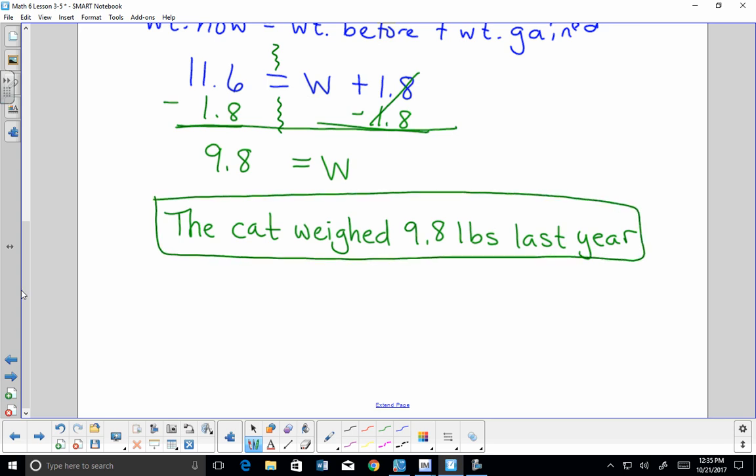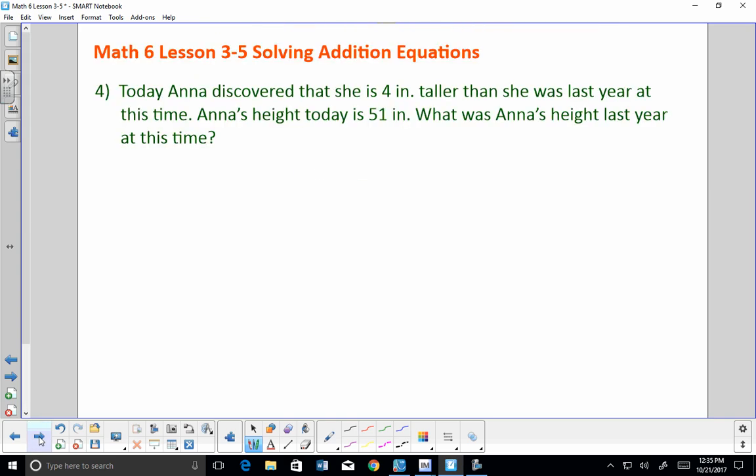Let's look at another word problem. Today, Anna discovered that she is 4 inches taller than she was last year at this time. Anna's height today is 51 inches. What was Anna's height last year at this time?